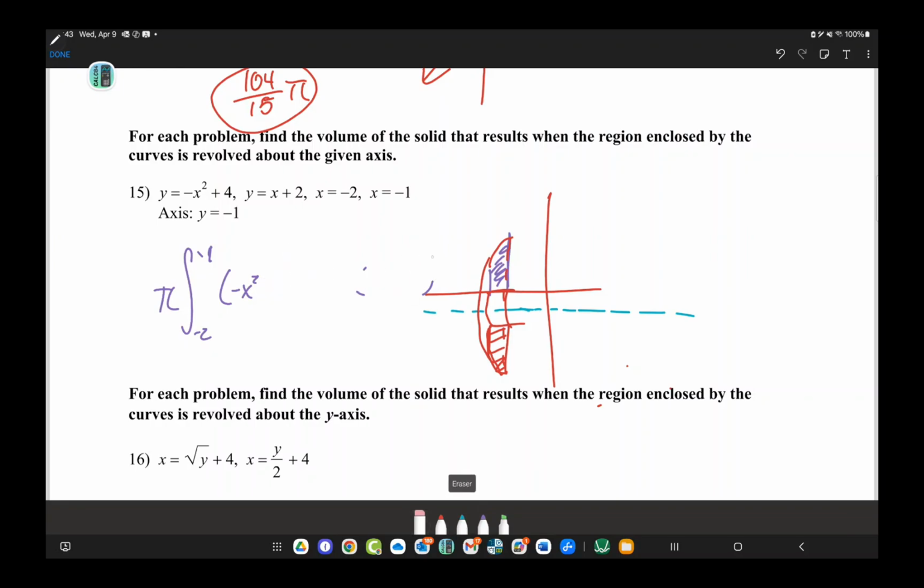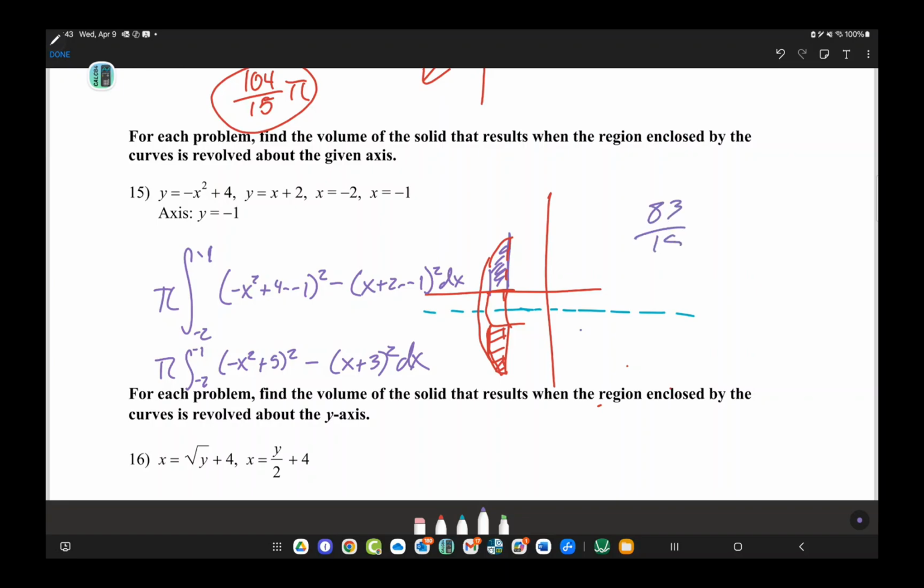That's just a mess. Let me try that again. So we had negative x squared plus 4 minus a negative 1 squared, minus x plus 2 minus a negative 1 squared, dx. That's going to give me pi times the integral from negative 2 to negative 1 of negative x squared plus 5 squared minus x plus 3 squared dx. If you put that in your calculator, you're going to get 83 over 15 pi, or 17.383.